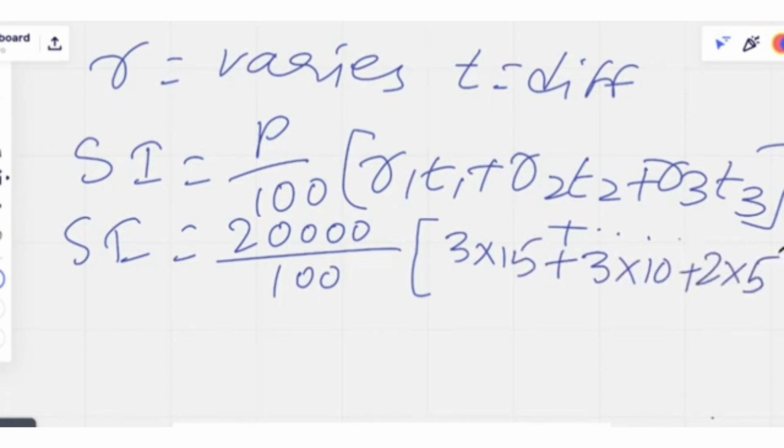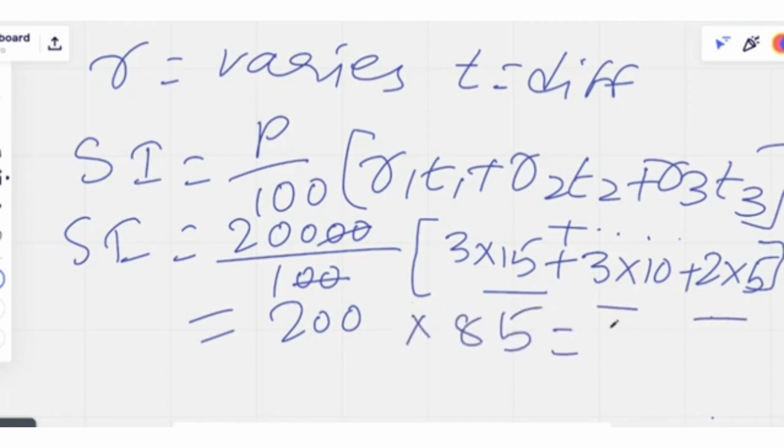Okay, so we need to calculate simple interest in this scenario. If we cancel these two and these two, here 200 into 45 plus 30 plus 10, that is 85. So 200 into 85 is our answer. 200 into 85 is nothing but 17,000 rupees. So this is the interest.